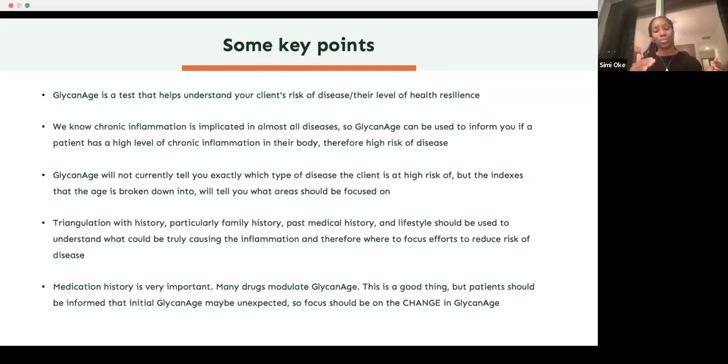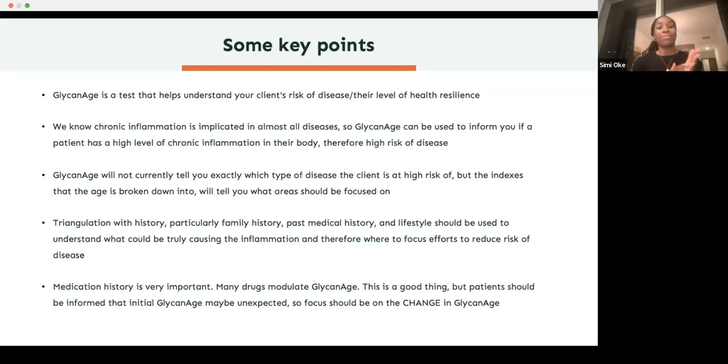So the glycans really do change way before disease happens. It gives us this predictive value and helps us understand that if someone is presenting relatively fit and healthy, it is possible that there's still a process of chronic inflammation going on, that if they continue down the line they're going on, it could end up leading to disease. And this is the information that GlycanAge gives you in an objective manner that you can then focus on, adapt and change.